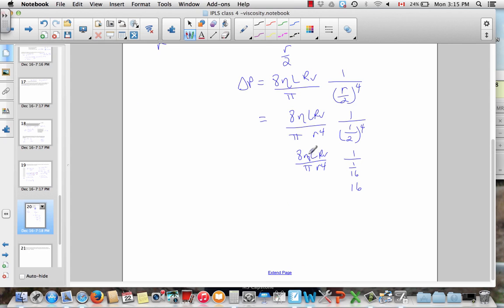What happens is this is now our original healthy pressure drop, but it's been increased by a factor of 16 when we cut the radius in half in our unhealthy artery. And the factor of 16 comes from the fact that this half radius, that half gets raised to the 4th power and becomes 1 over 16th, which is 16 times greater.